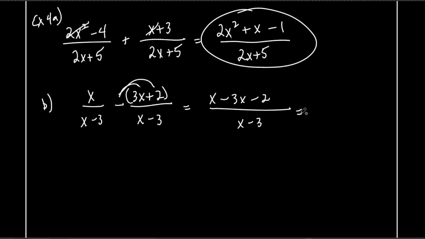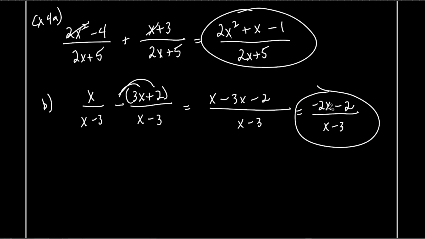Do we just leave it like this? No, you always simplify. So you can't simplify the bottom, so we'll keep that the same. What can you simplify up here? X minus 3x, which is negative 2x, and then minus 2. And that's all you can do. Technically, you could factor out a 2 from this if you wanted to, but does that help you? No, because it doesn't cancel out with anything. So you don't really need to factor the top. You can just keep it like this, and that's perfectly fine.